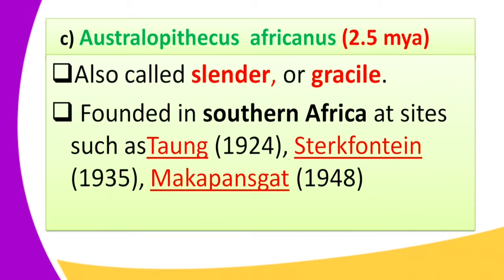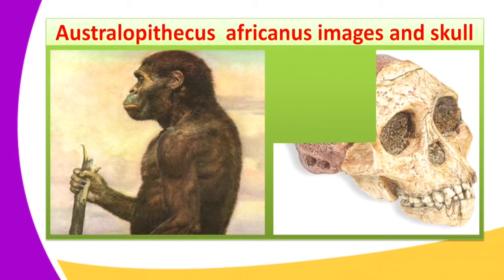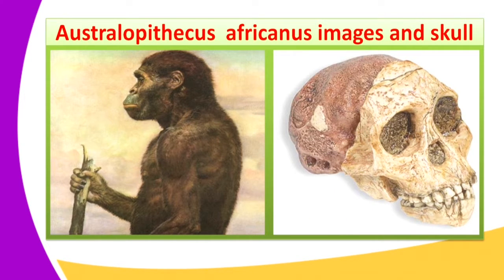This is looking at its image. This is Australopithecus africanus. Looking at the skull, this is how the skull is. And the skull, we have said, it has got small canine teeth and large molars. So its brain capacity, because this is a development right from Australopithecus afarensis, Africanus usually has a cranium capacity of 450 to 550 cc.